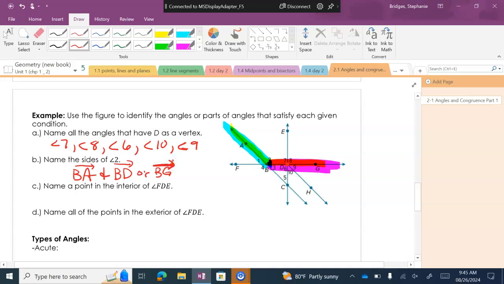And with my ray symbol above it. So BA and BD or BA and BG. Those would be the sides of my angle. It is important that you can recognize these because we're going to be referring to them for lots of different things. So far, so good?